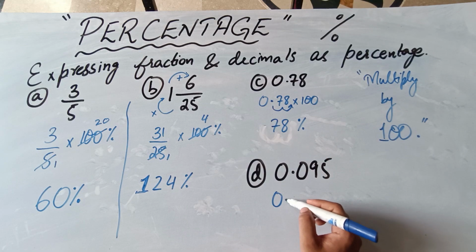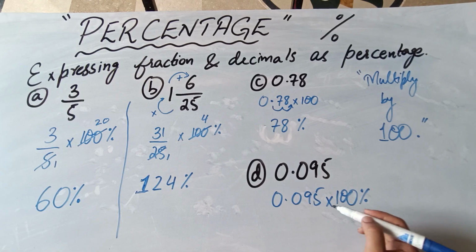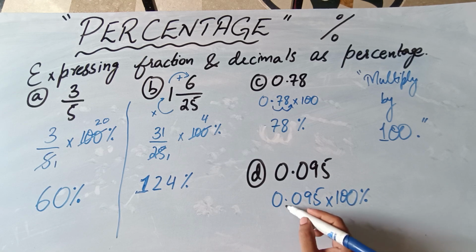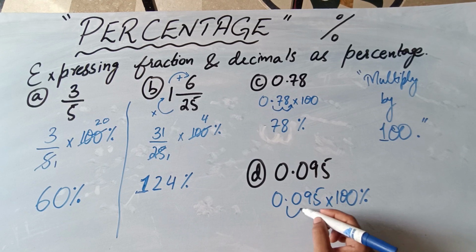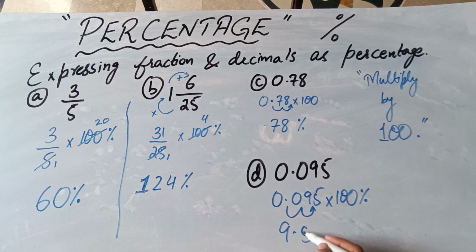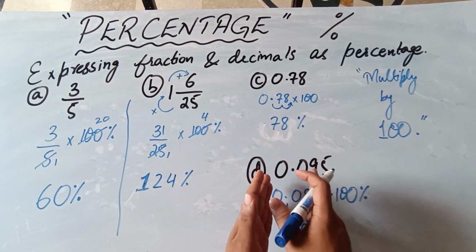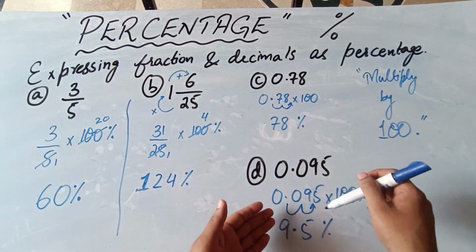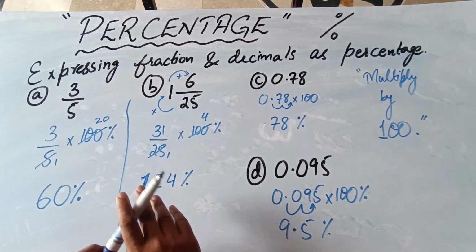Now look at this problem. 0.095 multiplied by 100%. Now its decimal will go 2 times forward. Always multiply by 100 because we are finding out percentage. So the decimal will come between 9 and 5, so it becomes 9.5%. So this is how we can convert fraction and decimal form into percentage, by multiplying by 100. In decimals we just multiply and move the decimal forward, and in fractions we multiply by 100 and simplify as well.